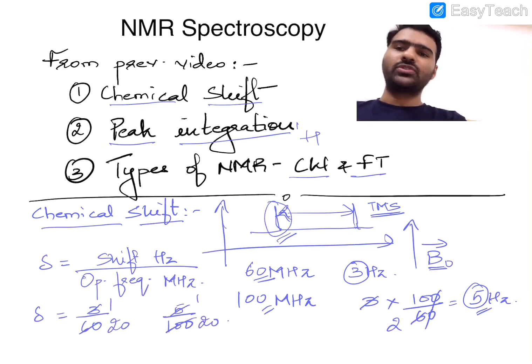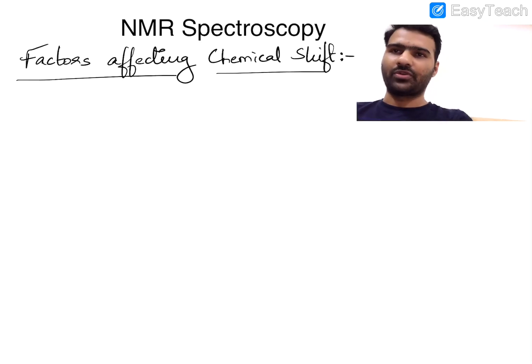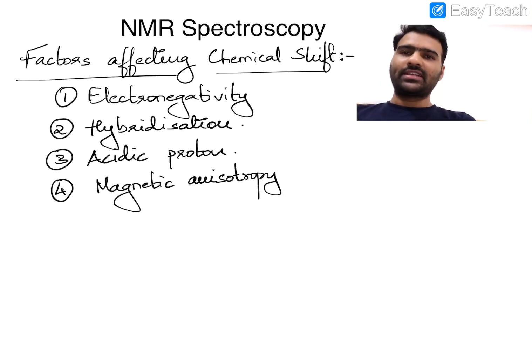So that is the most fundamental concept that requires to be carried forward through our discussions on NMR spectroscopy. Okay, so though we've looked at factors that affect chemical shift briefly in the last video, we'll just quickly recapitulate that before describing it and expanding on it a little more. So the factors that we detailed out in the previous video were electronegativity, hybridization, acidic proton, and magnetic anisotropy.